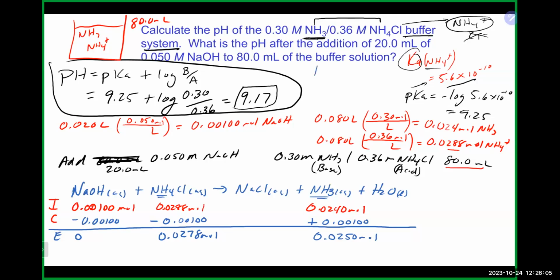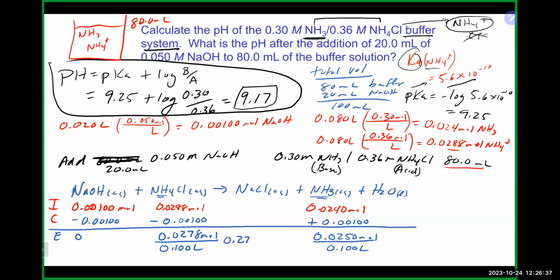So we're going to convert it back to molarity at this point by using our total volume. We had 80 milliliters of our buffer. We added 20 milliliters of the sodium hydroxide. That's going to give us a total volume of 100 milliliters in this case. That means we're going to divide each of these guys by 0.1 liters, which is 100 milliliters, right? That's going to give us 0.278 molar and 0.250 molar at this point.